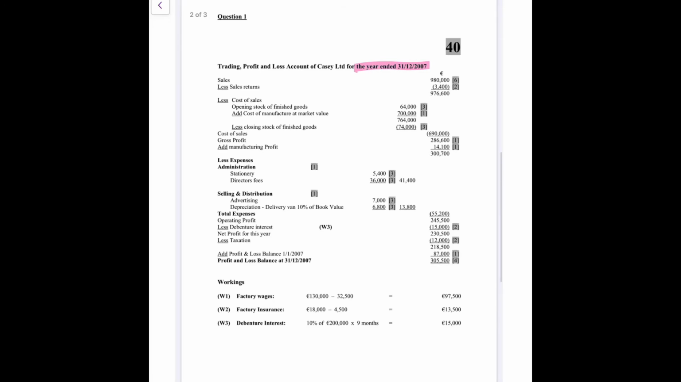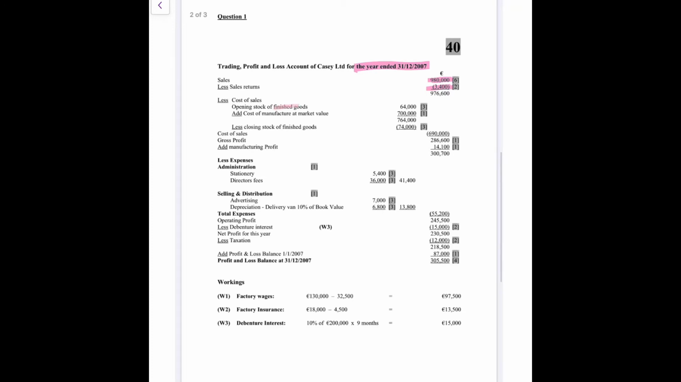So it's standard enough stuff, except for a few little things because of the manufacturing, okay? You're starting off with your sales of €980,000, you didn't adjust that at all, and you're getting 6 marks for it. Then you have your sales returns of €3,400. They were on the debit side. I flagged that when we were going through the trial balance. You're subtracting the sales returns, which is giving you net sales of €976,600.